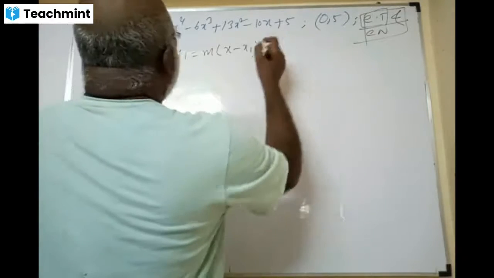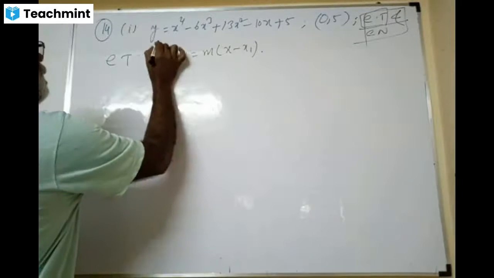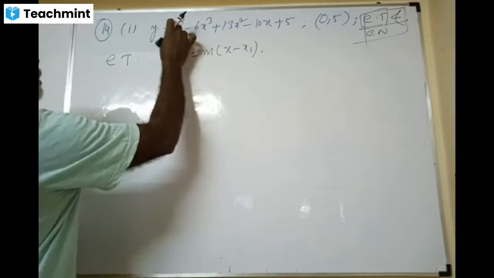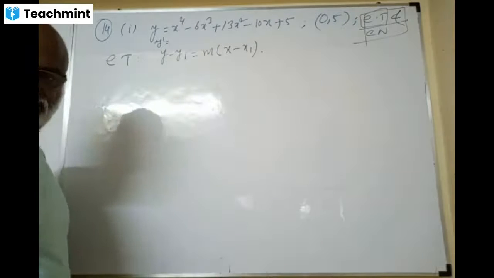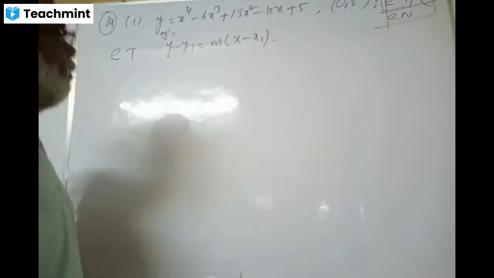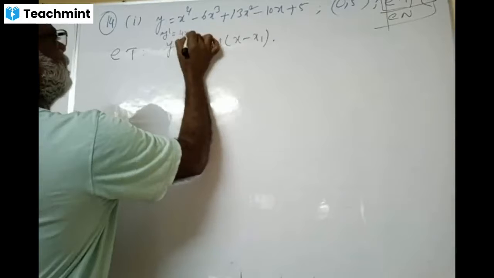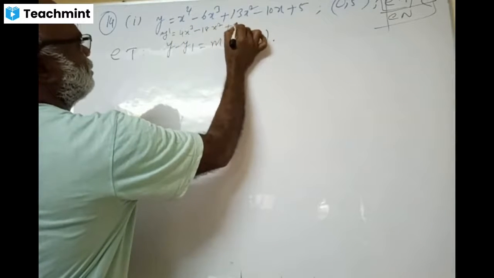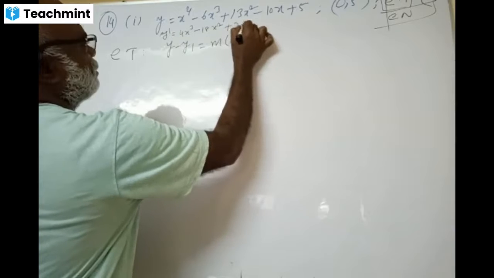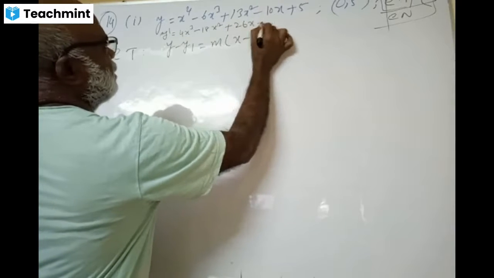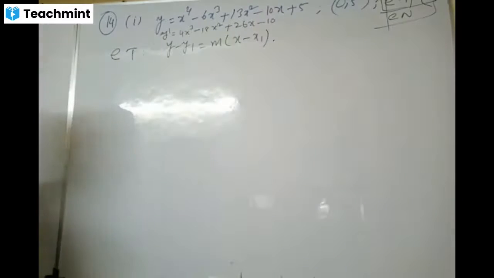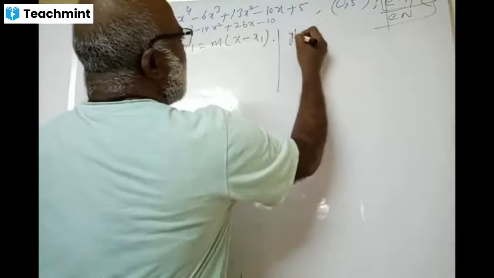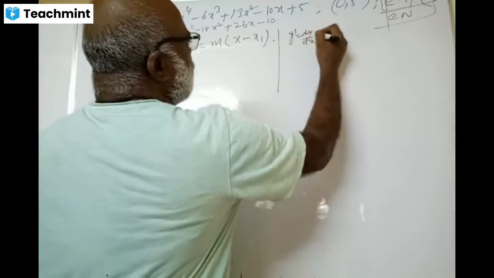So, friends, here you find y dash. Can you tell y dash, Bhavishna? 4x cube minus 18x square plus 26x minus 10. Brilliant, brilliant. So, what is the next step? How do you find out m exactly? y dash or dy by dx or m?